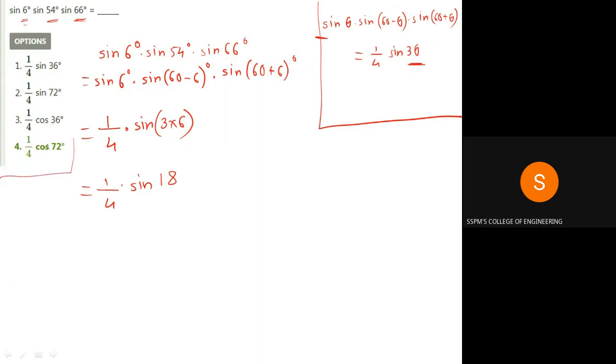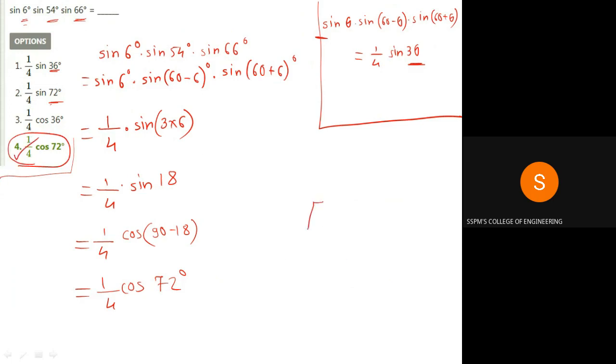There are two values for sine: the first is sine 36 and the second is sine 72. But what is the real value that we found out? It is 18. So one of them is correct. Sine can be converted into cos. How can it be converted? It can be converted as cos of 90 minus 18. What is 90 minus 18? It is 72 degrees. So cos 72 degrees is the correct option.